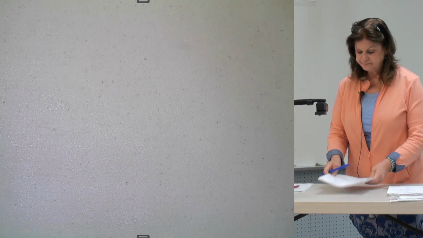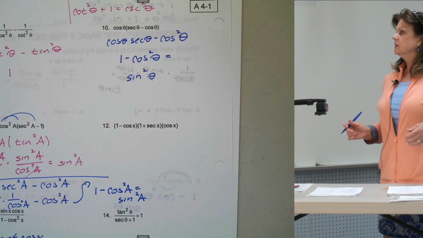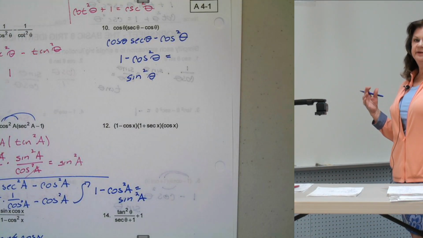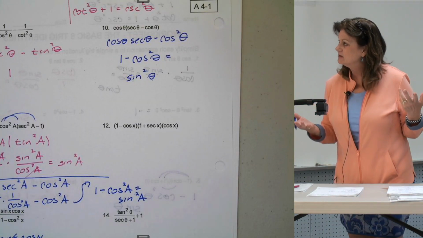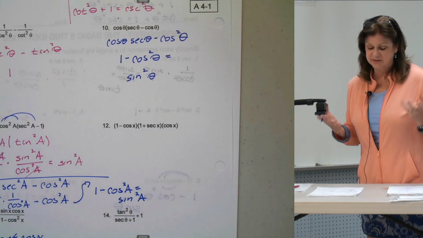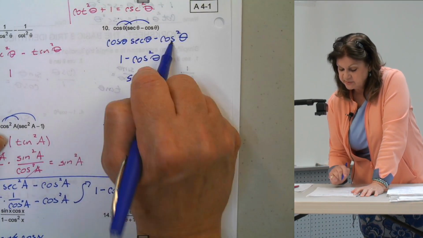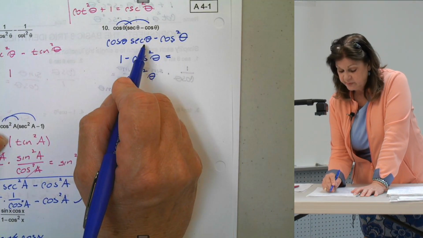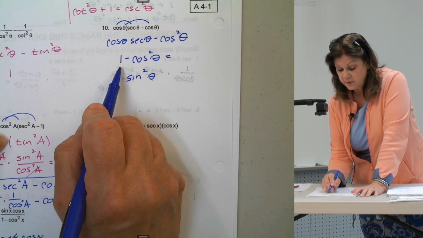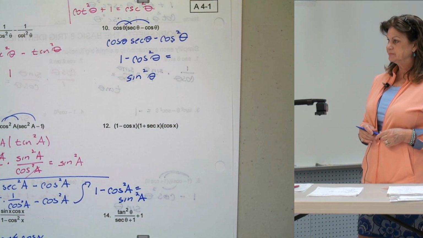All right. Here's what I did. First of all, I don't have any granddaddy identities in there, so I'm just going to go ahead and distribute the cosine. I could rewrite secant, but that's not going to help yet. So I've got cosine secant minus cosine squared. I know cosine times secant gives me 1. Now 1 minus cosine squared. Again, there's my granddaddy identity, sine squared.